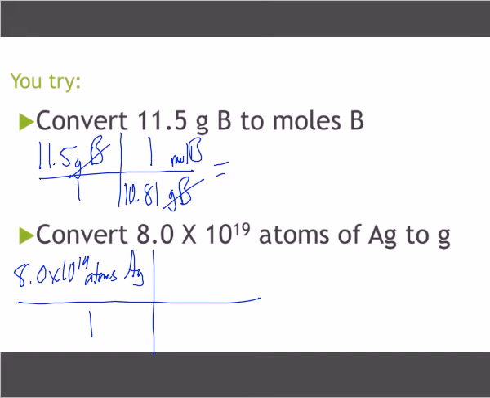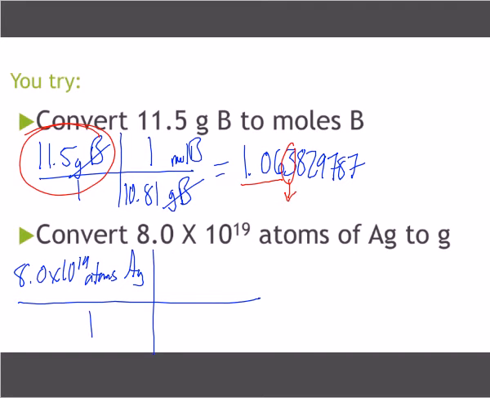Give me the non-rounded answer. 1.0638 what? 29787. Now, are we going to report our final answer like that? Absolutely not, because we don't have a balance that can go that far. How many sig figs will I round to? 3. Why 3? That's what my original number had. Look back at your original. The 3 is going to round down, so my final answer is going to be 1.06. Not grams. It's going to be moles of boron.